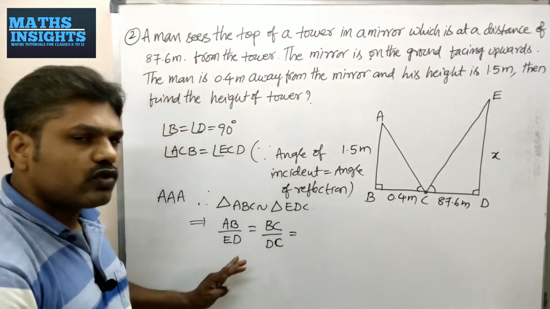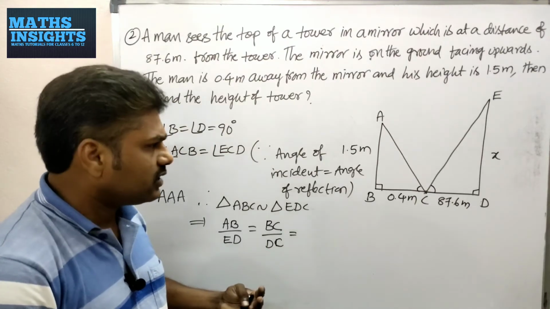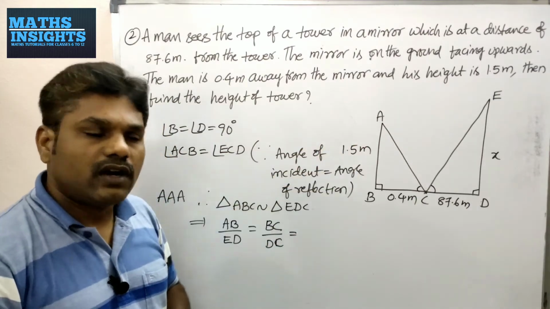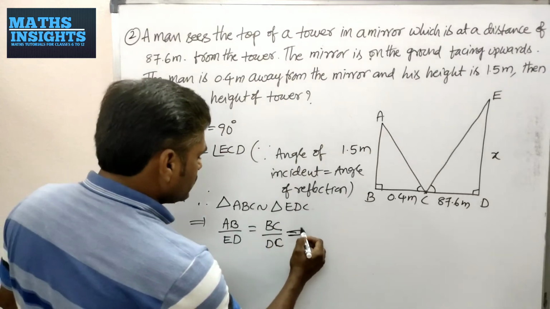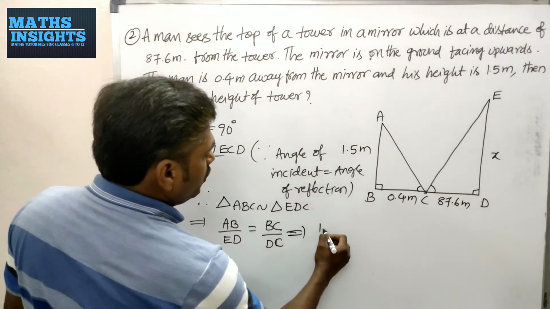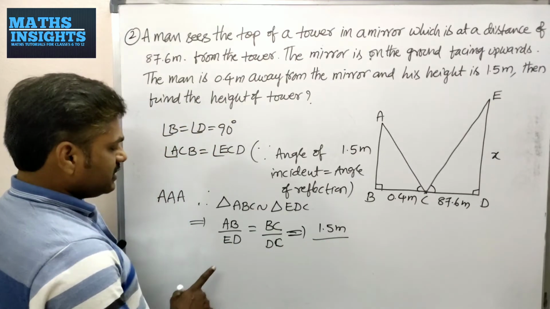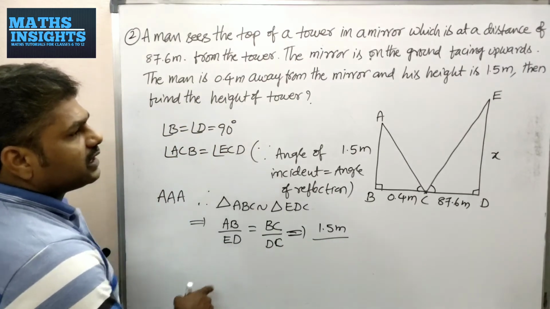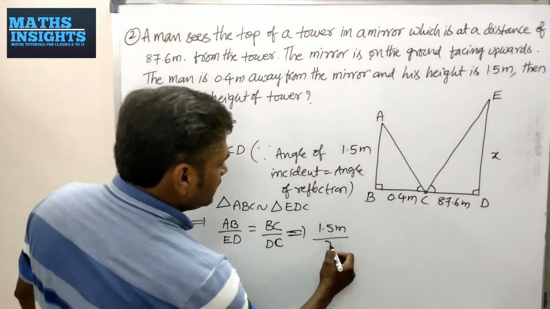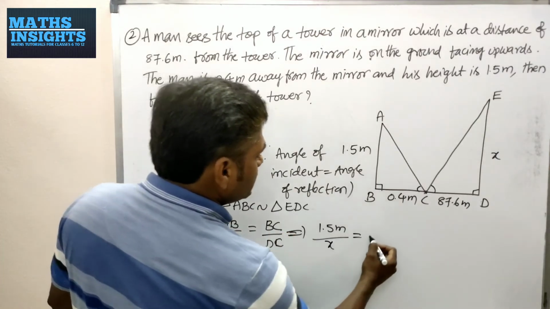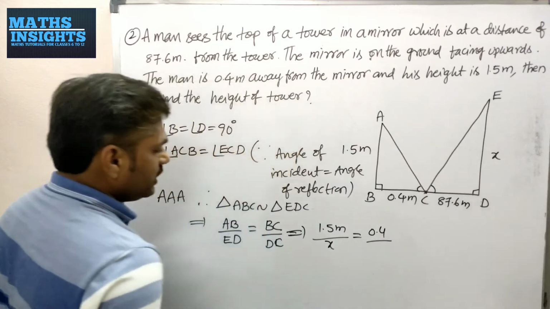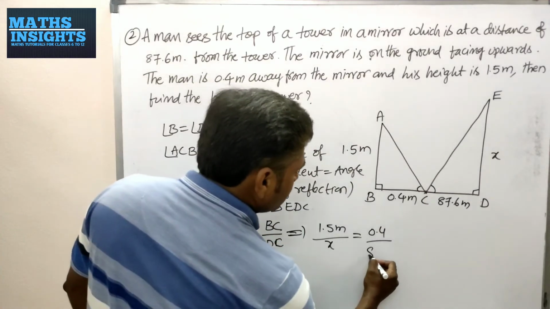We will take only two ratios which are useful to us. Then we will leave the third ratio. Therefore, this implies AB is 1.5 meters by ED. Where ED is X, that equals BC, BC is 0.4 by DC. DC is nothing but 80.